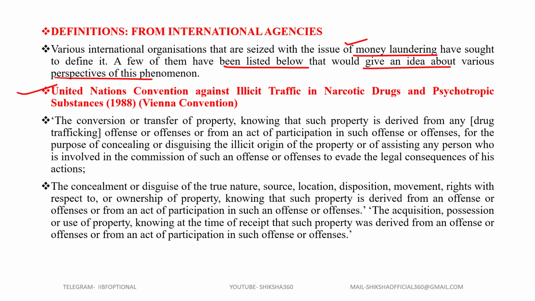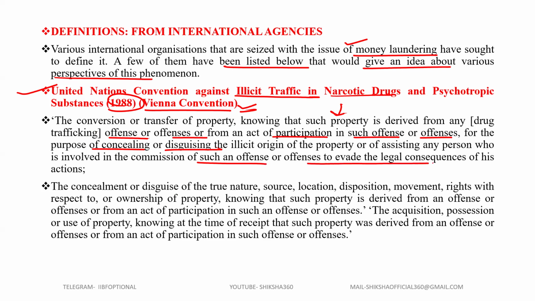First one, that is the United Nations Convention Against Illicit Traffic in Narcotic Drugs and Psychotropic Substances 1988, that is the Vienna Convention. Very, very important. The conversion or transfer of property, knowing that such property is derived from any offense, that is drug trafficking, or offenses, or from an act of participation in such offense or offenses, for the purpose of concealing or disguising the illicit origin of the property, or of assisting any person who is involved in the commission of such an offense or offenses to evade the legal consequences of his actions.